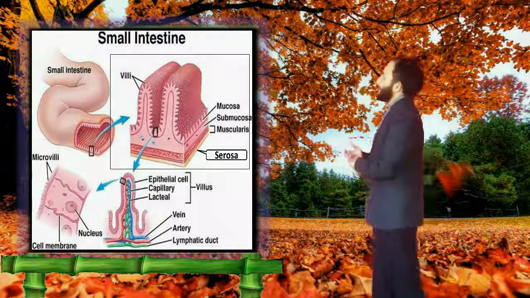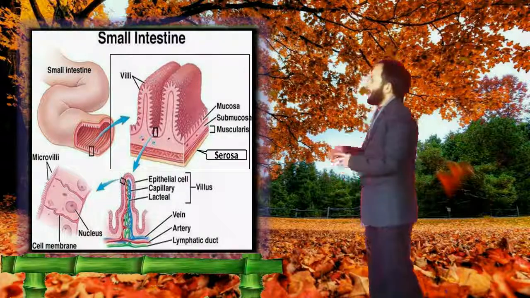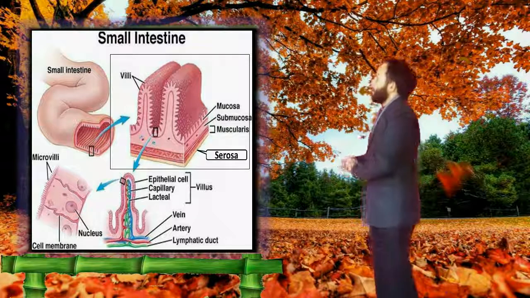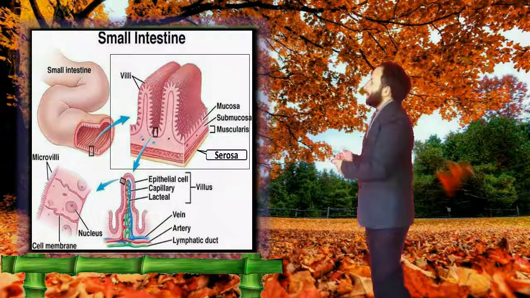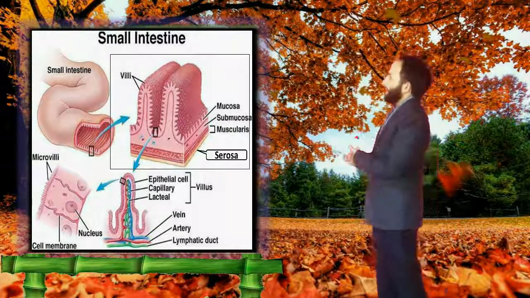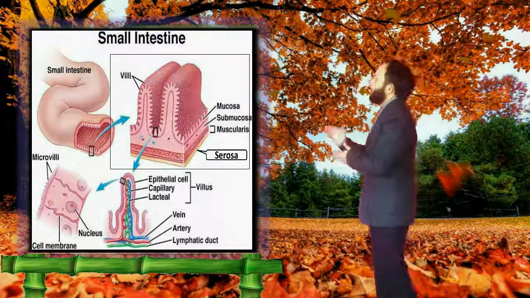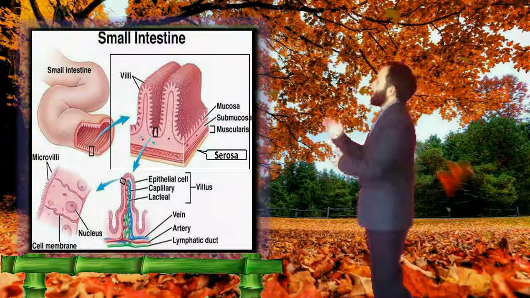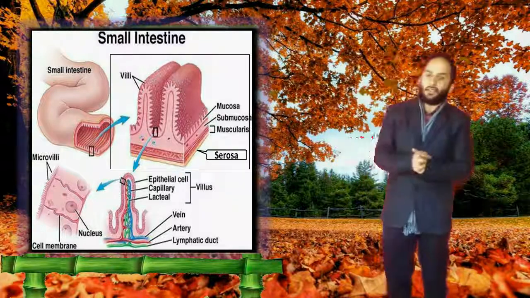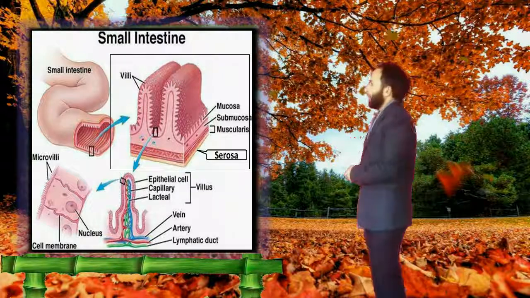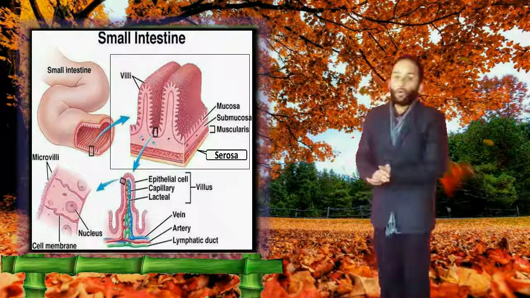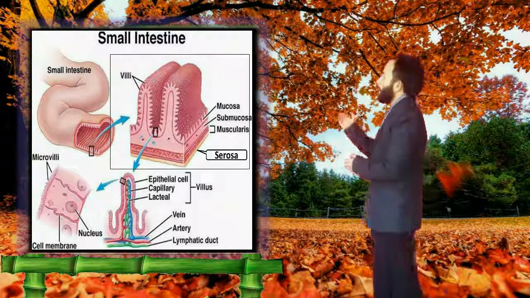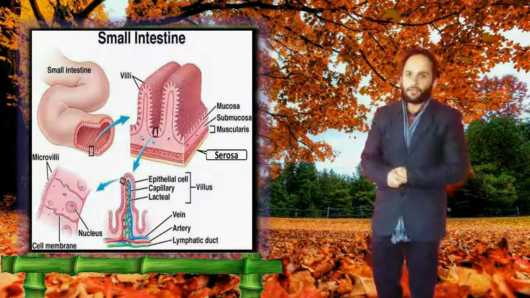The next layer is the submucosa, which is made up of dense connective tissue. It contains large blood vessels, lymphatic vessels, and submucosal nerve plexuses. It regulates the muscular contraction of the small intestines. The next layer is the mucosa, which is made up of epithelial cells and performs the absorption of nutrients.